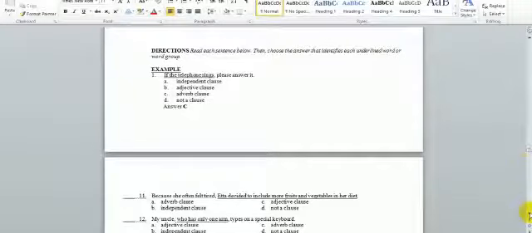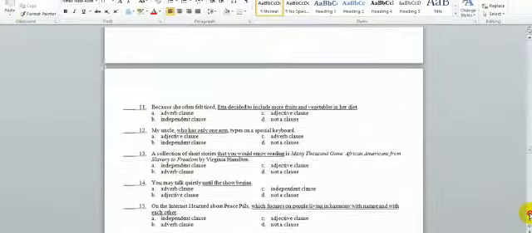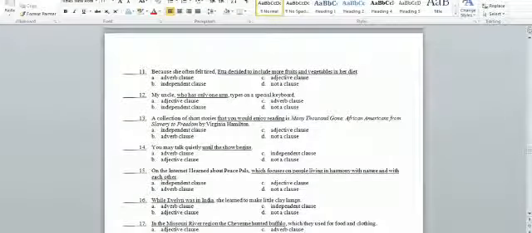I'm gonna now proceed to our questions, starting from number 11. Because she often felt tired, Etta decided to include more fruits and vegetables in her diet. The underlined clause here started from Etta. It didn't start with a subordinate conjunction. It didn't start with a relative pronoun. And if we read the whole clause, we will find it individually sensible. That's why it is an independent clause.